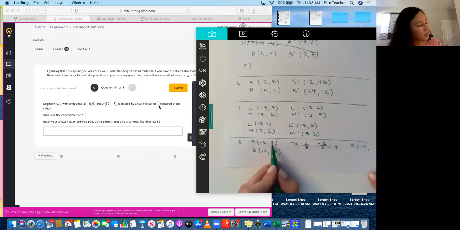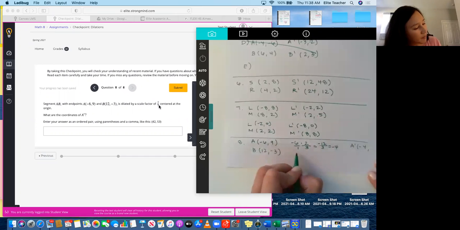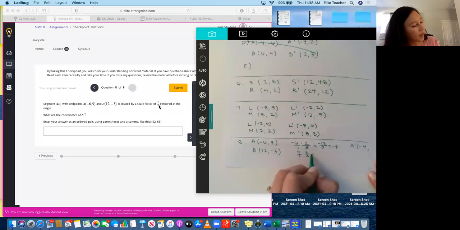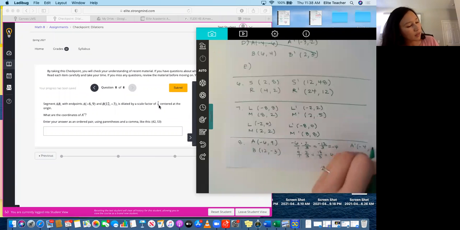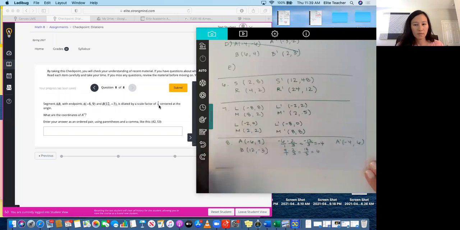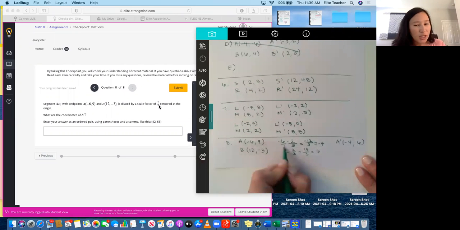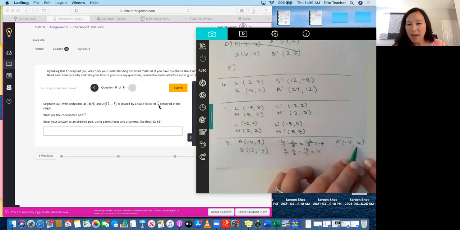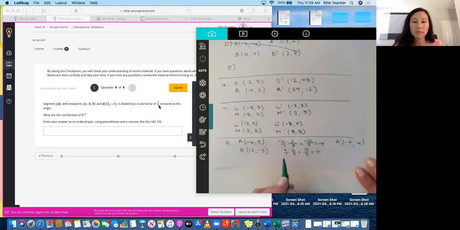And then we also need to do the 9 times 2/3. So we turn both into a fraction, 9 over 1, then we can multiply straight across. 9 times 2 is 18. 18 divided by 3 is 6. Any questions how I got the A prime values for x and y?